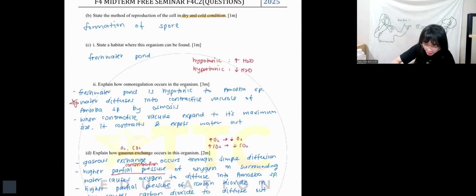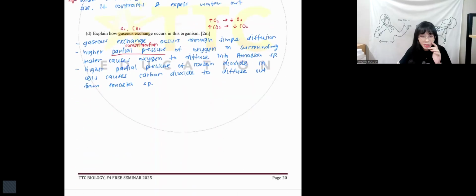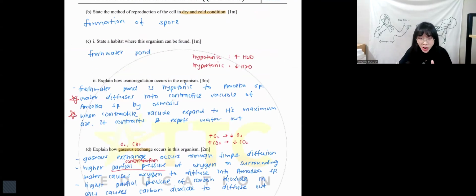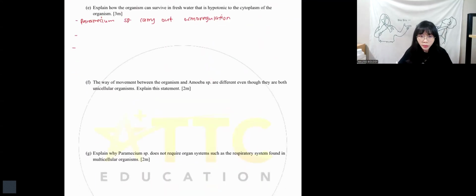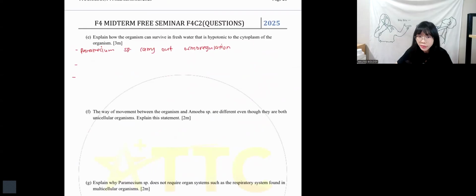The next 2 sentences are the same as this one. This one and this one, same. No matter amoeba or paramecium species, it's the same. Can you all write this by yourself? The second and third sentence later after class, you'll copy it again. It's the same exact thing. Remember to write the process. Don't forget about it. You have to write by osmosis, yeah? After class, you'll write by yourself, okay?